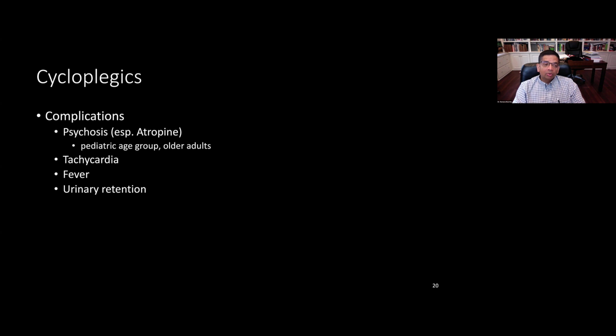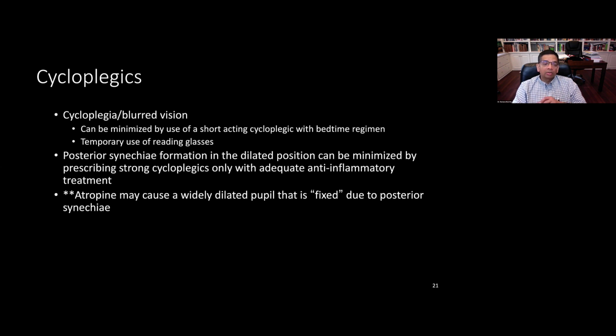I talked about psychosis from cycloplegics, but because of their antimuscarinic effects, you can develop tachycardia, fever, urinary retention, those kinds of things. And cycloplegia, of course, induces blurred vision. So when you're using it chronically, I tell people to take it as a bedtime regimen or a once weekly regimen once the inflammation is controlled. And occasionally I will just have them stop it if they have acute disease and the acute disease is gone.